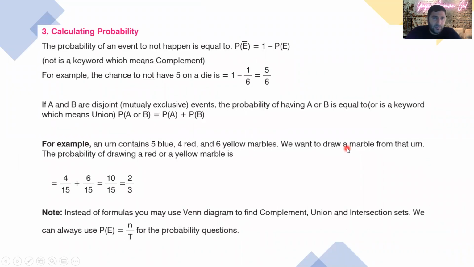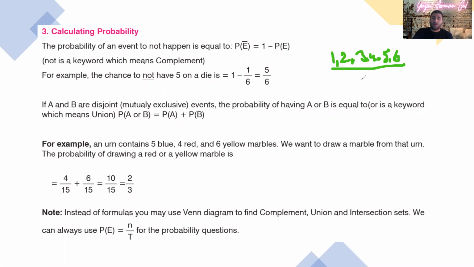Calculating the probability. The probability of an event not to happen is equal to, right? "Not" is a keyword, which means complement. For example, the chance to not have 5 on the die. I'm going to explain this just like this. When we spoke about the die, we said there are 6 numbers on the die: 1, 2, 3, 4, 5, and 6.